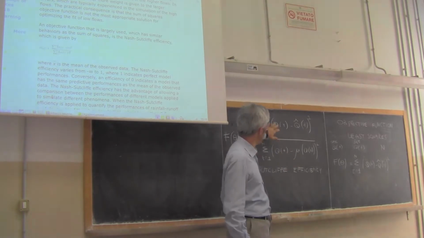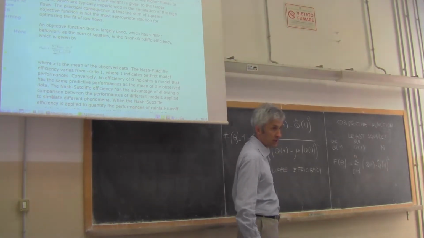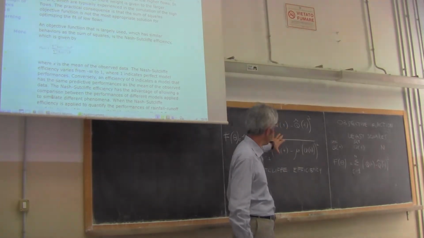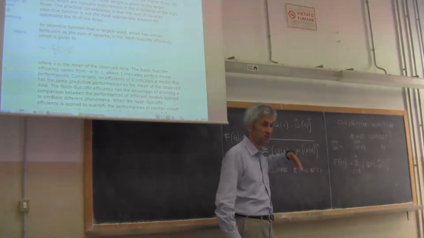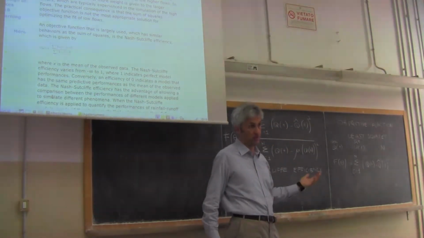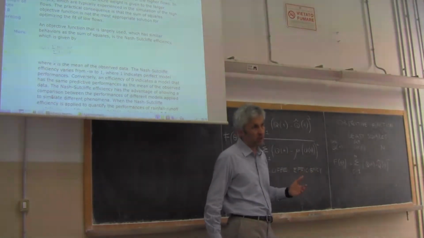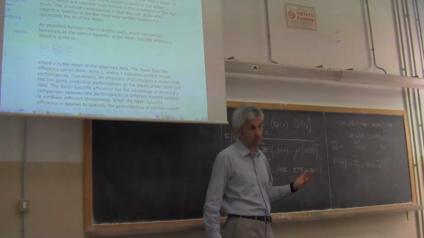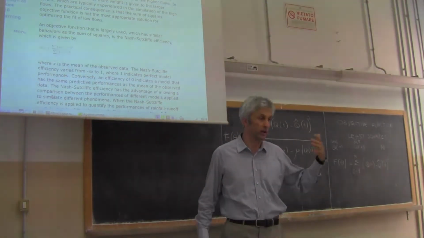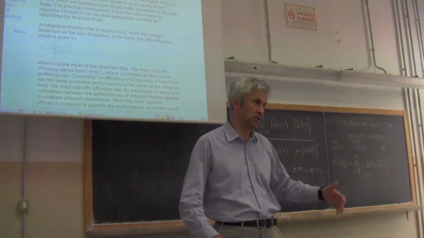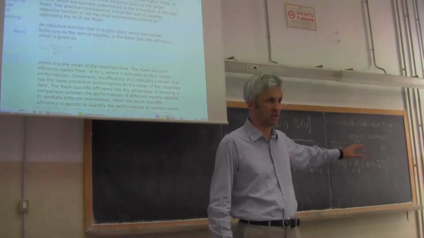We are happy if the sum of the model errors is 0. So we are happy if this quantity here becomes 0. We are extremely happy. If it is equal to 1, we are not happy. If it becomes higher than 1, it means that the model is even worse than the average, which is something that we have definitely to reject.